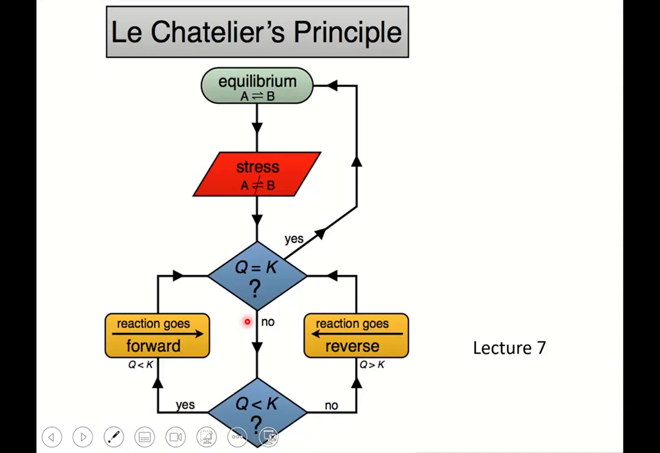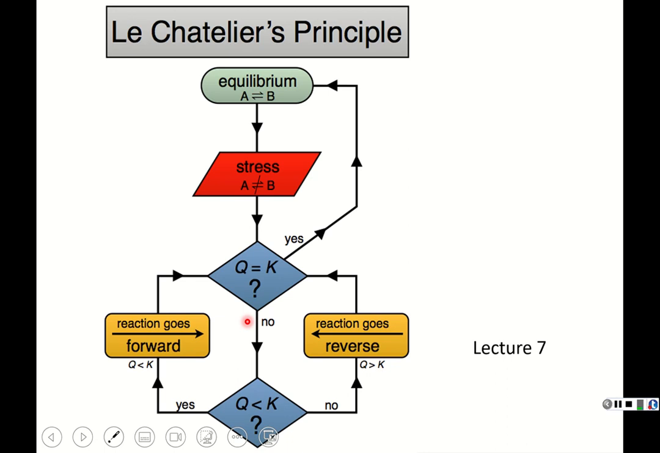This lecture we'll be discussing Le Chatelier's principle, and in Le Chatelier's principle it's all about when a system's at equilibrium and you perturb it or change it in some way, how does that system respond? And the flowchart on the title slide I think gives a good overview of that, a good summary.